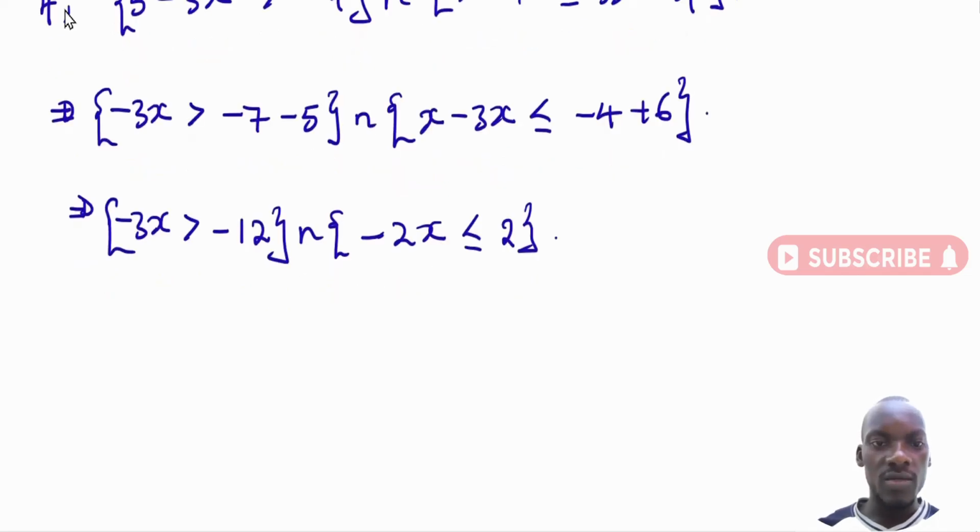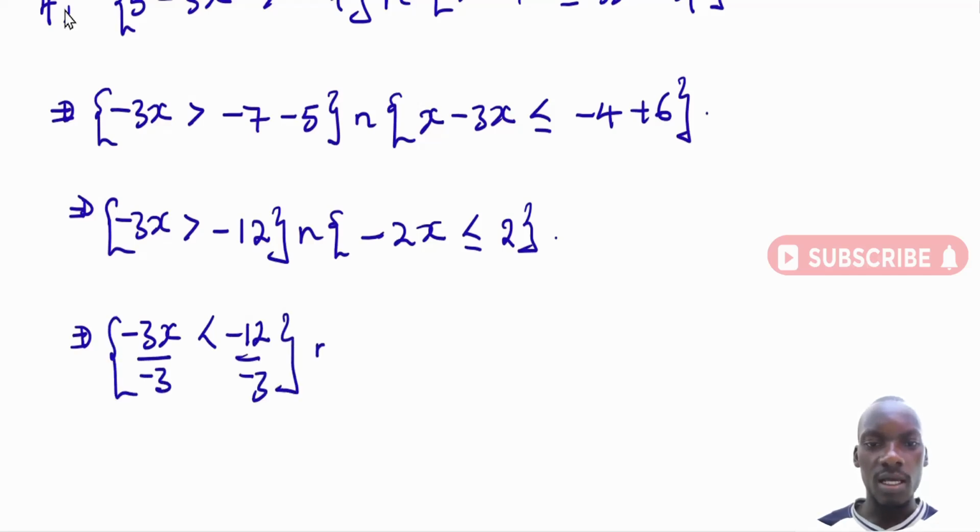So for whichever case, we are going to divide through. Since this is a negative, we are going to reverse the inequality symbol. As we are having negative 3x being divided by this, we are going to reverse the symbol to become less than, as we have divided through by negative 3. And the curly brackets, intersection, another bracket. We do the same here. We reverse this to become greater than or equal to 2 as we divide through by negative 2.